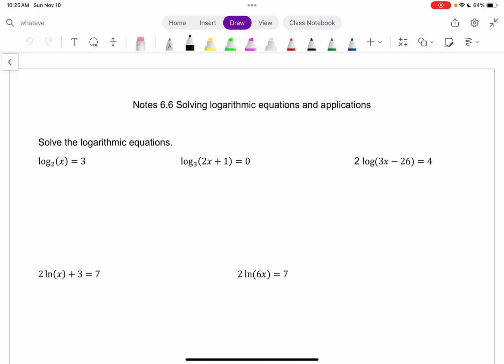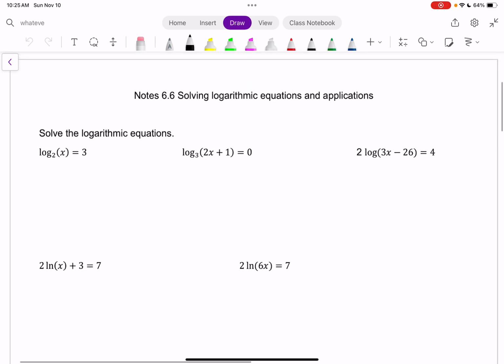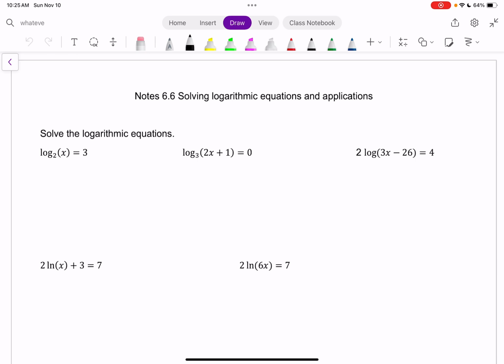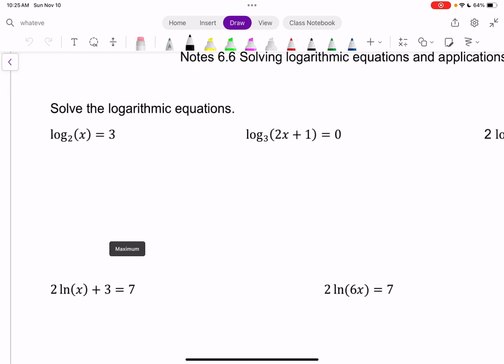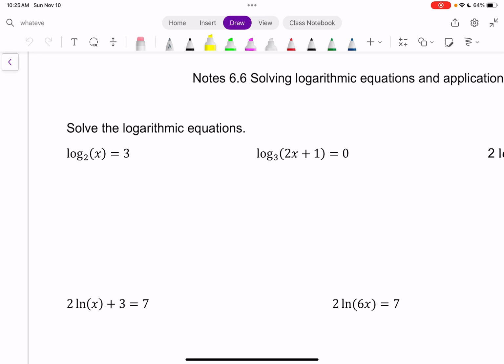All right, class, now let's solve some logarithmic equations and applications. We did a ton of applications to exponential functions because they do have a ton of applications. Logarithmic functions, not so much. Okay, so this section's going to go super fast. So, how do we solve a logarithmic equation? Obviously, a logarithmic equation is going to have some kind of log in it every single time, okay?